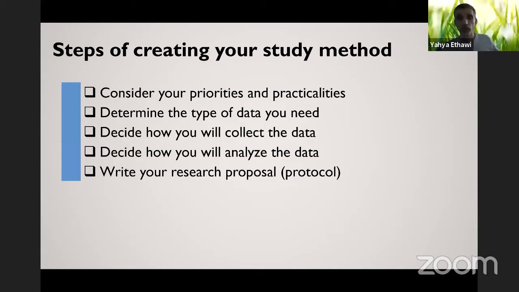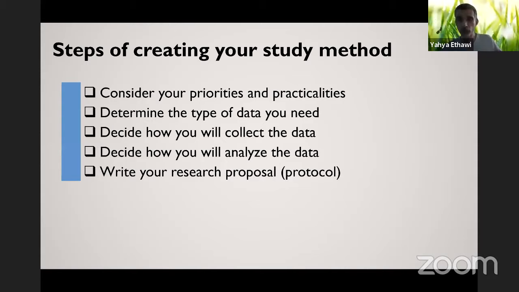So priorities and practicality apply to the type of data, how to collect the data, how you analyze the data, and when you write your research proposal. Now, the research proposal is important in three areas. First is to get REB approval, the Research Ethics Board. Second, if you want to apply for a grant for money. And third, to convince your colleagues or other centers to be in your study.